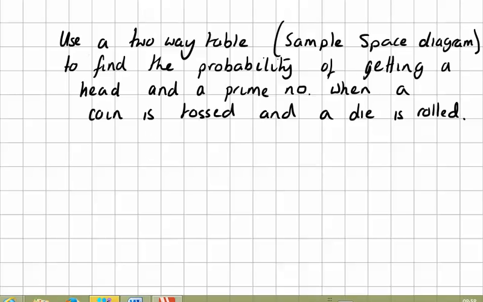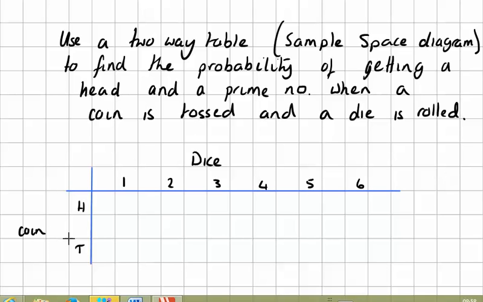So a sample space diagram, or a two-way table, will look like this. What I do is I work out all the combinations. So I can get a 1, 2, 3, 4, 5, or a 6. And on the coin, I can get a head or a tail. This is a simpler case than adding up the scores on the dice that we did before. Right? So, we've got all of that sorted. I'll let you draw it down.